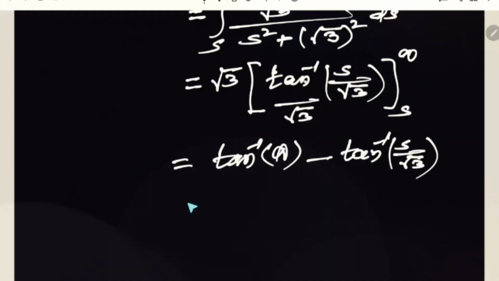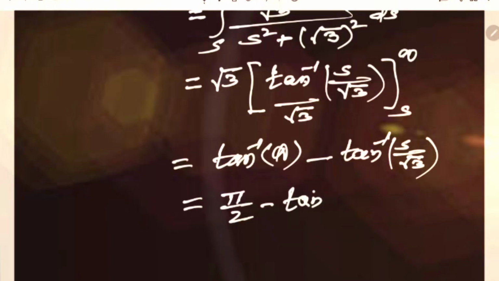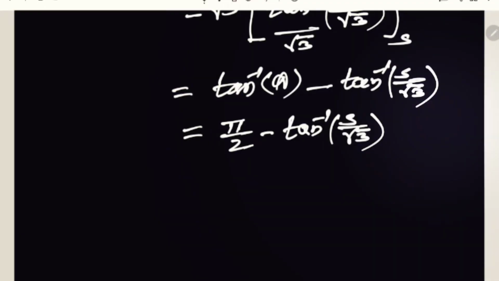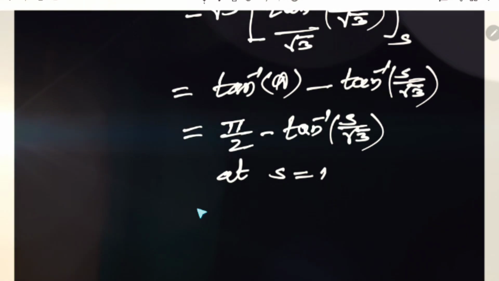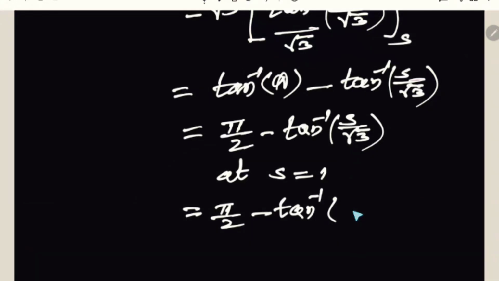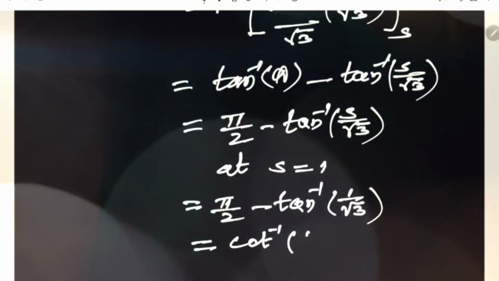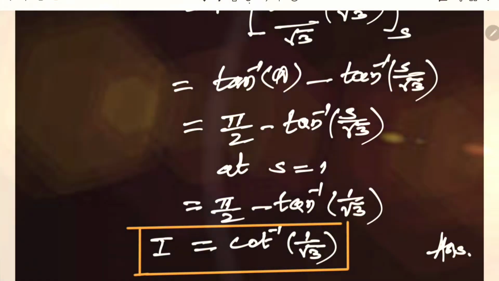Value of tan inverse of infinity is pi by 2 minus tan inverse of s upon root 3, nothing but cot inverse of... or at s is equal to 1, we get pi by 2 minus tan inverse of 1 by root 3 as cot inverse of 1 by root 3. We can keep it as the answer, or we can write down the value of this cot inverse of 1 by root 3 from the trigonometric ratios.